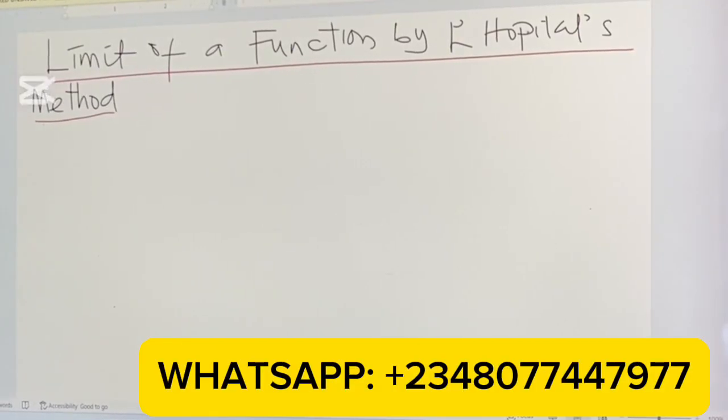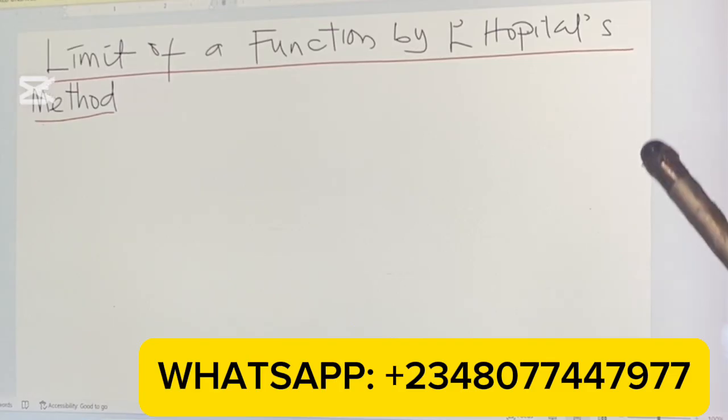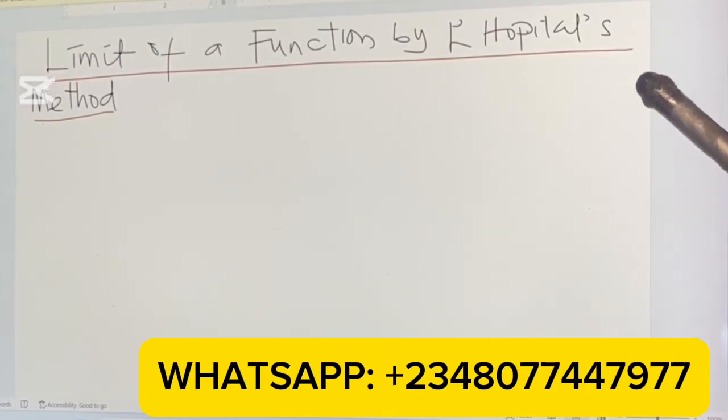In this video, we're gonna focus on limits of a function by L'Hopital's method. Now, whenever you are given a limit and that particular limit turns out to be 0 at the numerator and 0 at the denominator, we call that limit an indeterminate limit. And to evaluate every indeterminate limit, we use L'Hopital's method or the factorization method.